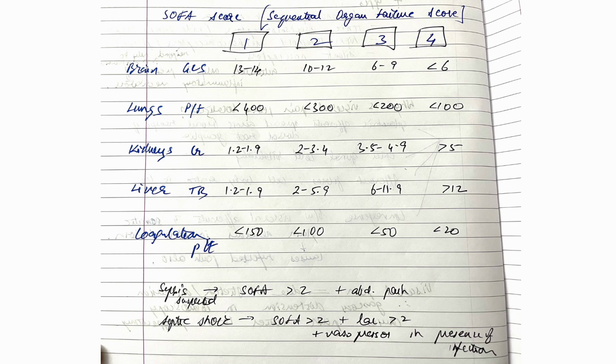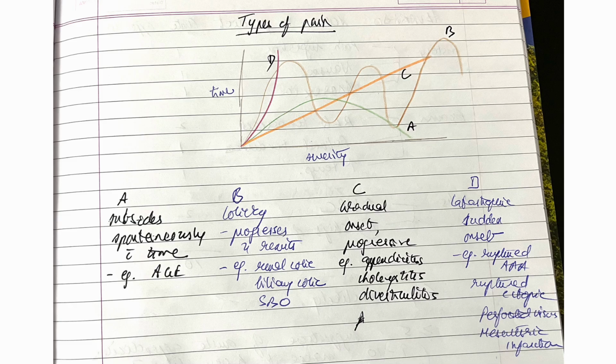Sepsis is suspected if the SOFA score is more than 2 and there is abdominal pain. And septic shock is present when the SOFA score is more than 2, plus a lactate of more than 2, plus vasopressors are needed in the presence of an infection.